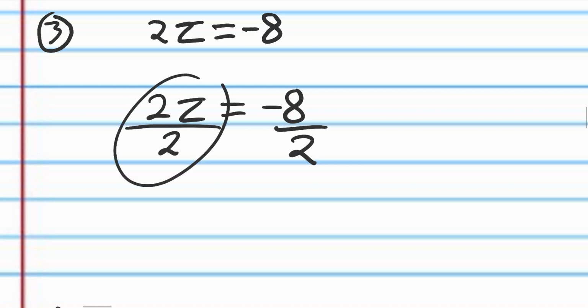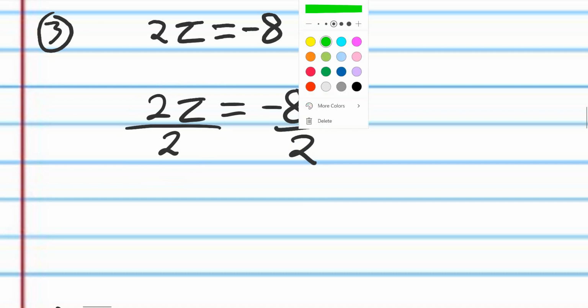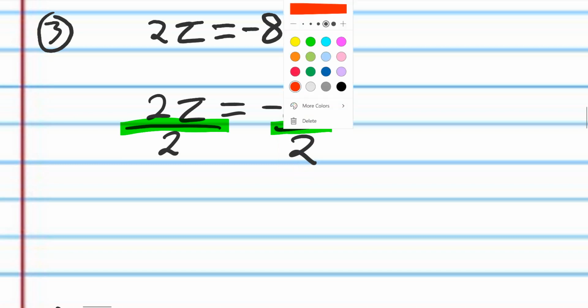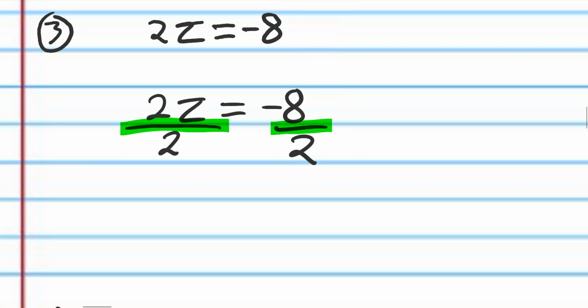So that's dividing both sides by 2. The division sign is, let me get a thinner highlighter. This is the division, and this number is what we're dividing by, the 2. So we're dividing both sides by 2.